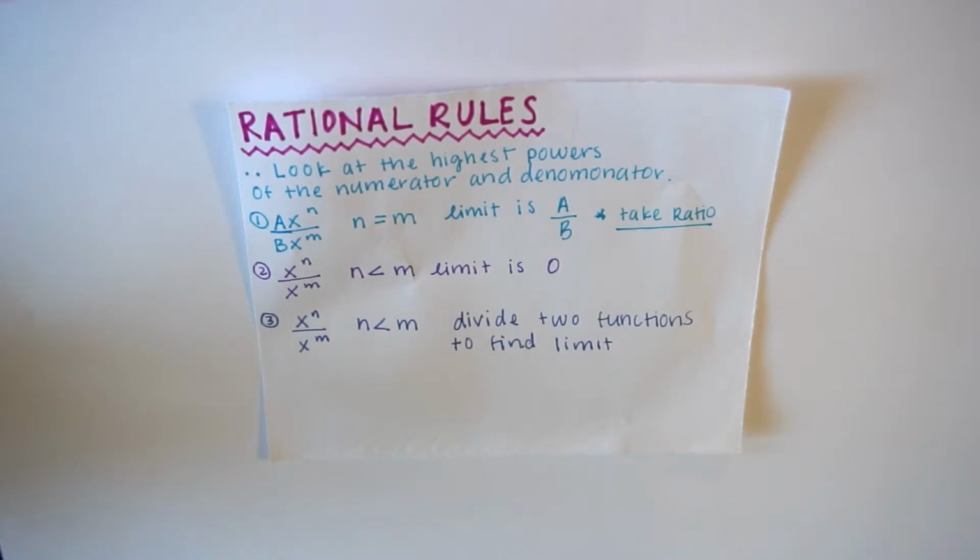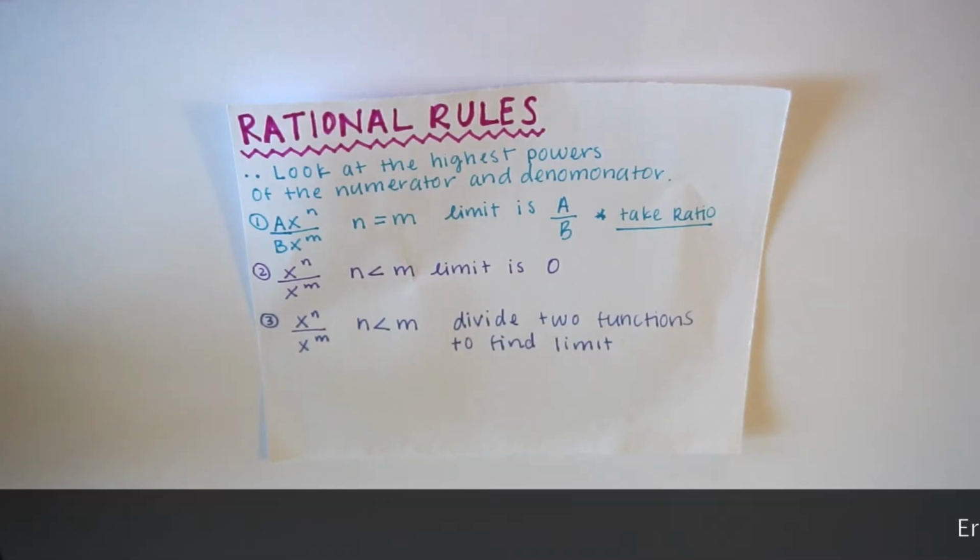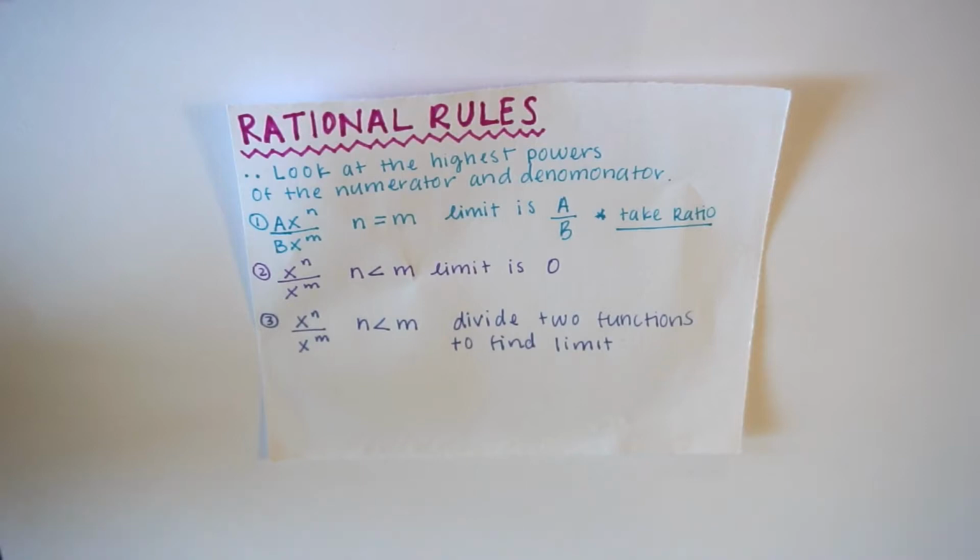And these are the rational rules, where basically if you have a rational function with a numerator and a denominator, you look at the highest powers of the numerator and the denominator. 1, if your two powers are equal to each other, you can take the ratio of the coefficients and find the limit. 2, if the numerator's power is less than the denominator's power, then the limit of that rational function is automatically 0. And 3, if the numerator's power is bigger than the denominator's power, then you can divide the two functions to find the limit. So let's do some examples with the rational rules.